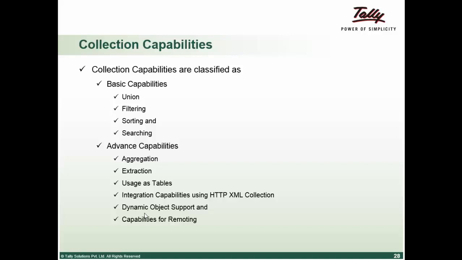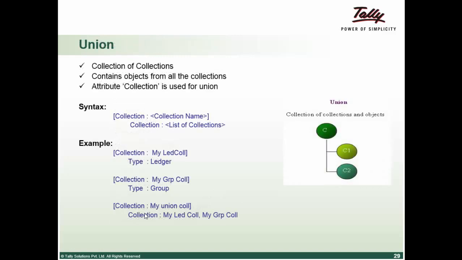We would be covering the union capabilities, the basic capabilities of the collection. Starting with the union. Now, what is a union? A collection can be created as a combination of multiple collections. So, a collection can hold multiple collections. The total number of objects in the final collection or the resultant collection is the sum of objects of all the collections held by that collection. This is known as union.